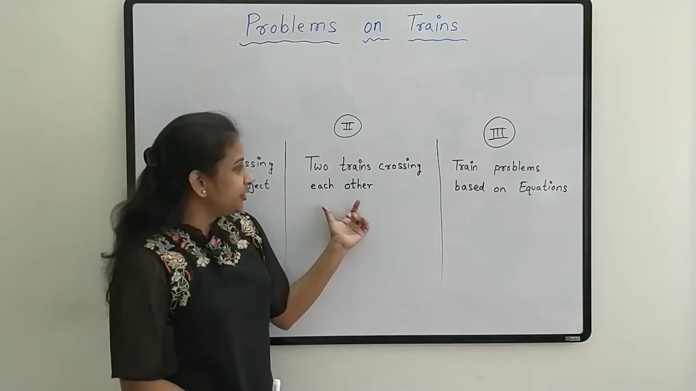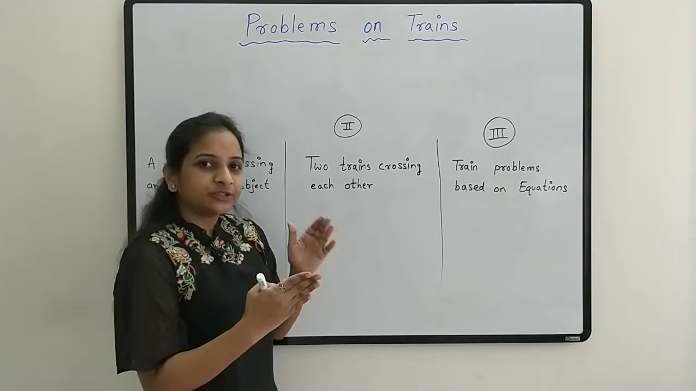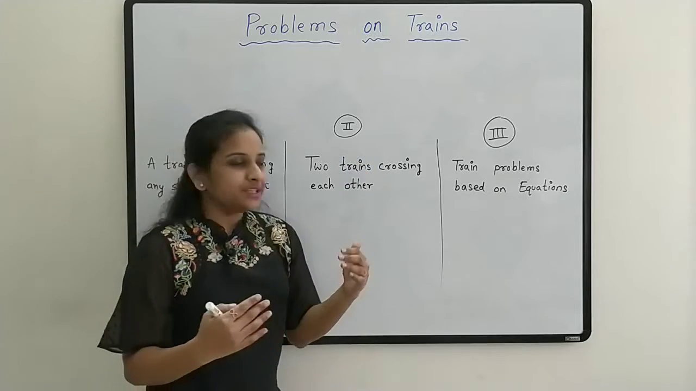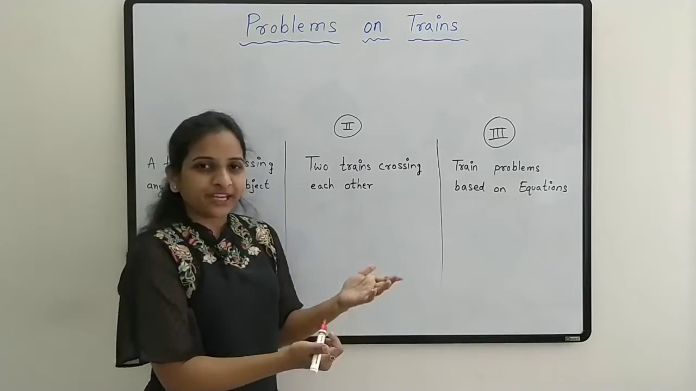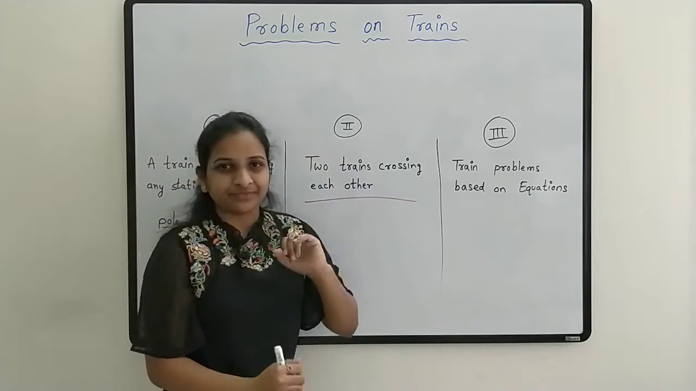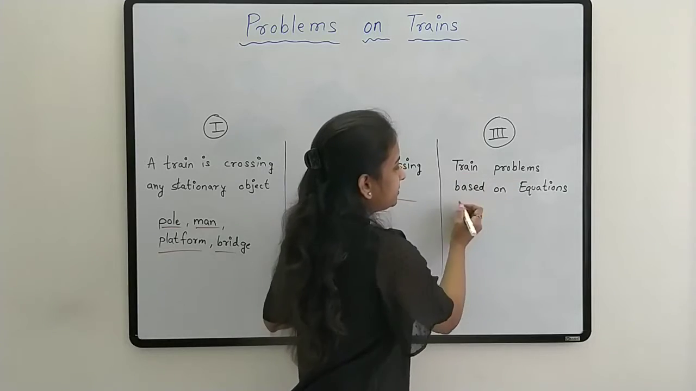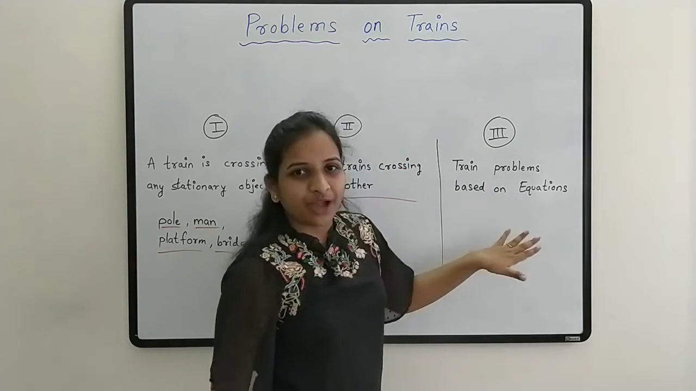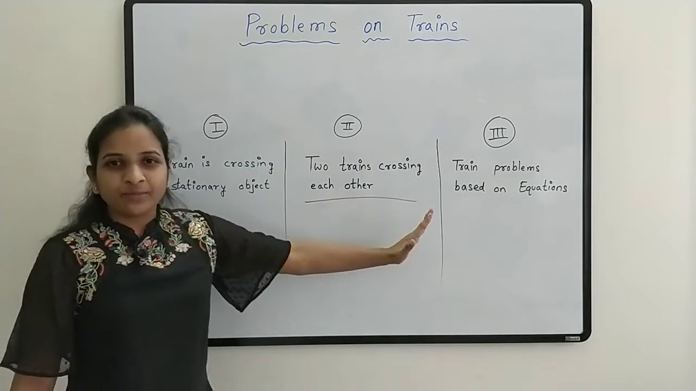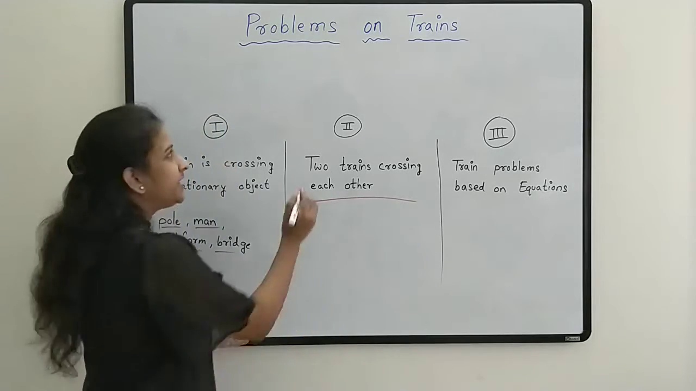Okay. Category 2 contains two trains crossing each other. Means one train is crossing another train, means one train is crossing a moving object. So these types of problems fall in the second category. In the third category, there are train problems based on equations. All these three category problems we will solve using one simple formula: distance is equal to speed into time.